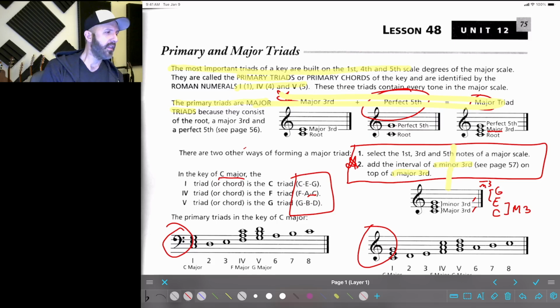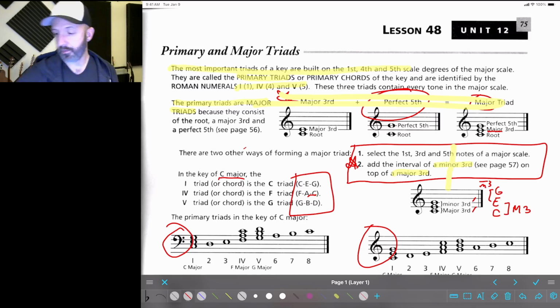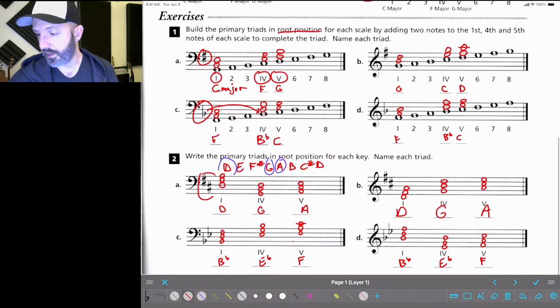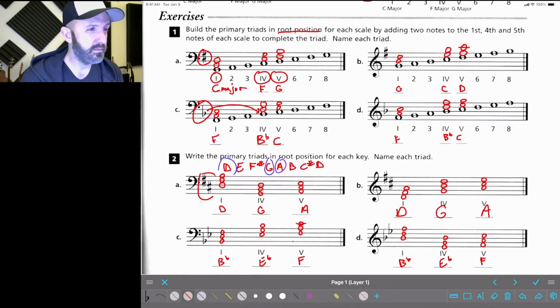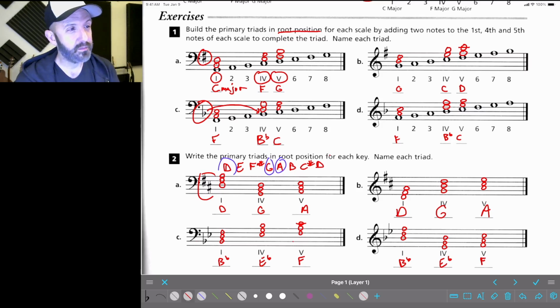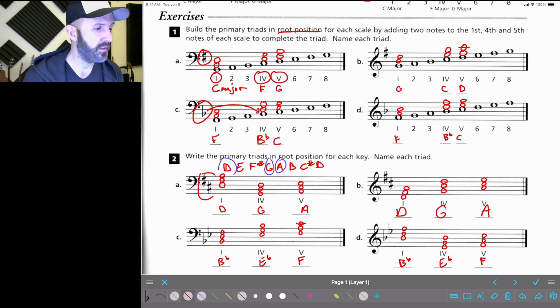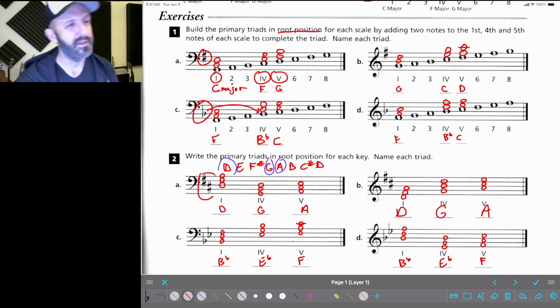Okay, and then they're going to ask you to write primary triads in a couple of different keys. So basically what we did here, you're going to write the primary triads. I don't think they get anything crazy with the keys, but that might be good practice for you. Just think of different keys.